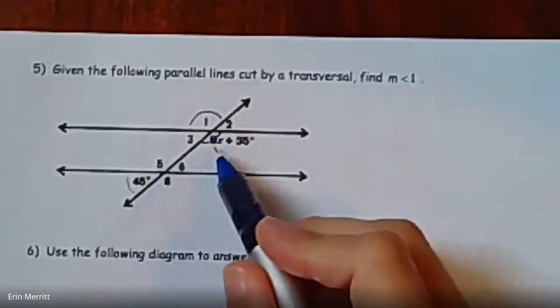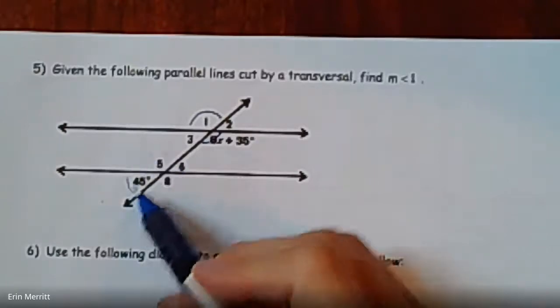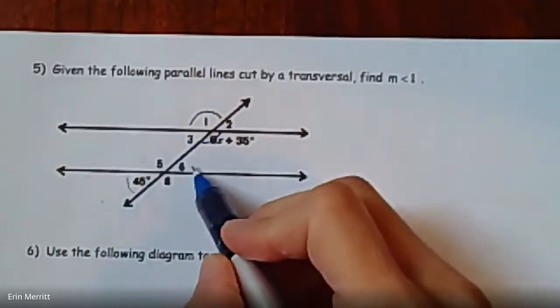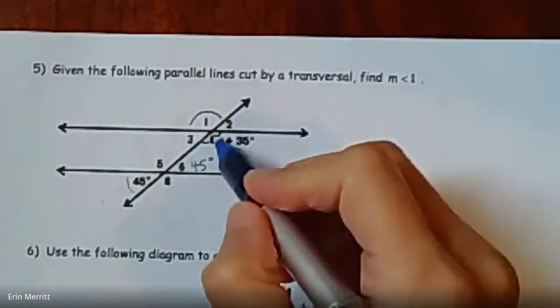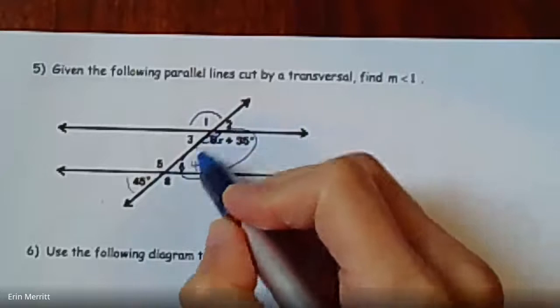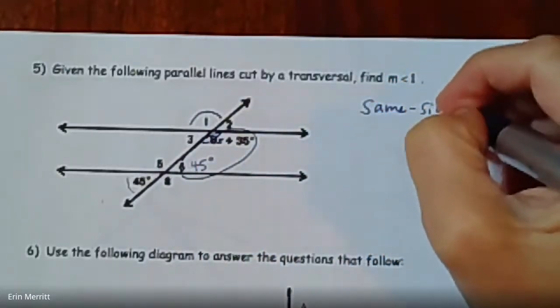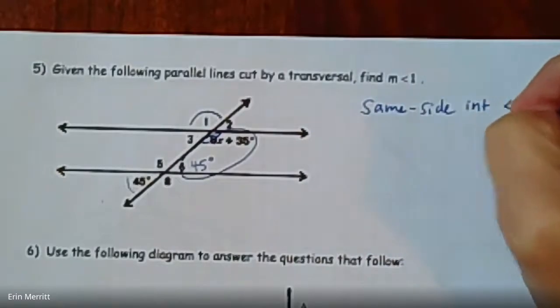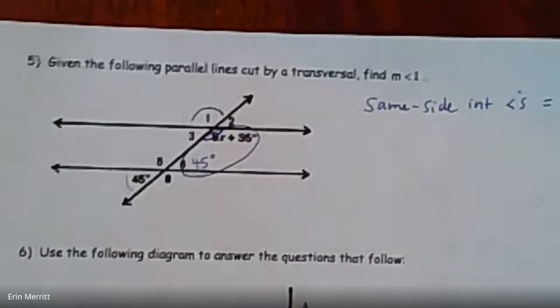Those two angles don't have a particular name. They're not a certain pair, right? But what we can do is, if this is 45, we can label the angle across from it as 45 degrees. And these two angles are a particular pair. Those are same side interior angles, which means they're supplementary. They add up to 180 degrees.